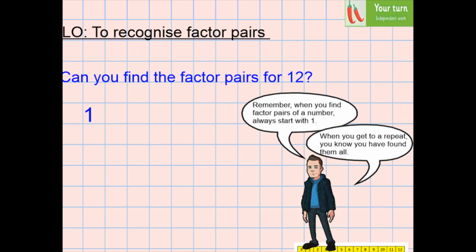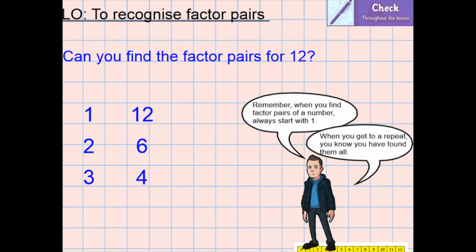Okay, so it's the your turn part of the lesson now. So based on everything we've done so far, can you find the factors for 12? See if you can work them out as pairs, because that helps. And we know here that we can start with 1, because every whole number has 1 as a factor. And when you get to a repeat, you know you've found them all. So see if you can write a list and have a go at finding the factor pairs for 12. Pause the video and we'll have a look at the answers together in a moment.